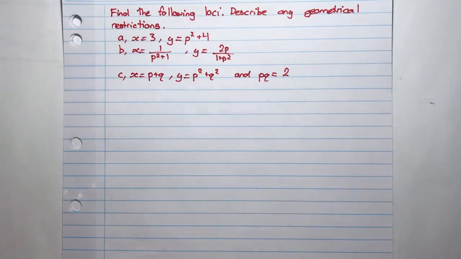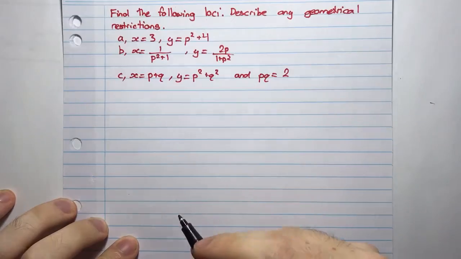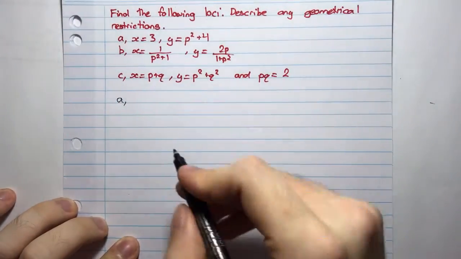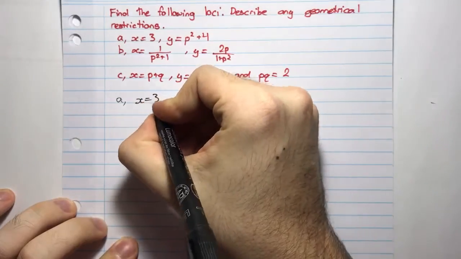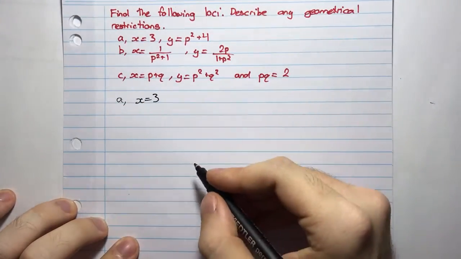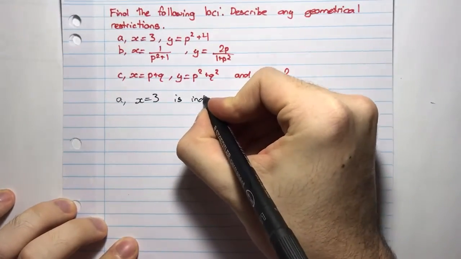Find the following loci. Describe any geometrical restrictions. Okay, for the first one, x equals 3 and y equals p squared plus 4. So, I have x equals 3, and this is not affected by any value of the parameter p. So I can say that x equals 3 is independent of p.